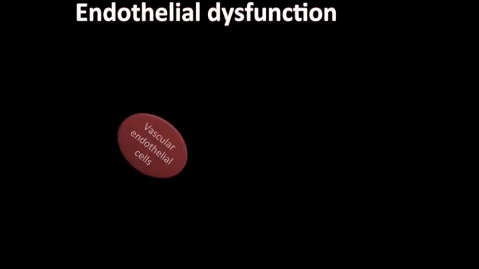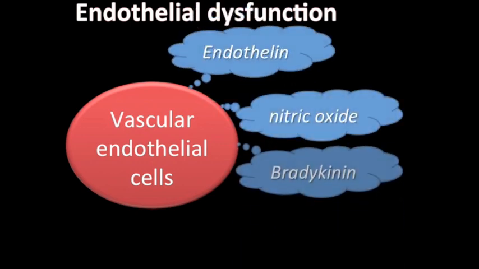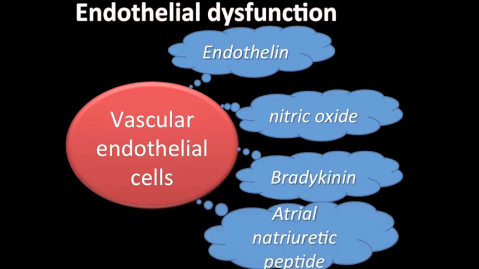Dysfunction of the endothelium has been implicated in human essential hypertension. Vascular endothelial cells play a key role in cardiovascular regulation by producing a number of potent local vasoactive agents, including endothelin, nitric oxide, bradykinin, and atrial natriuretic peptide.